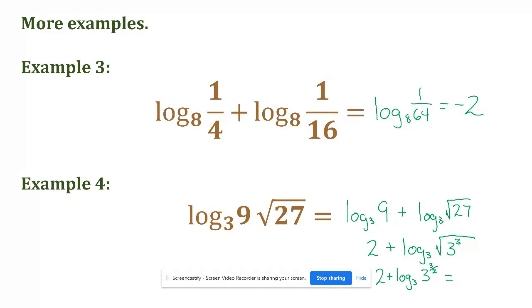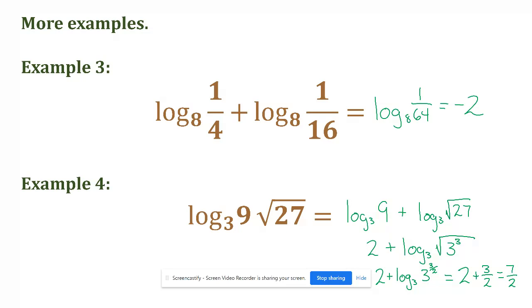Finally, one thing we learned about logs is when the base and the number here match. So we have log base 3 of 3 to the 3/2 power. Our answer is just the exponent, because the idea is 3 to what power equals 3 to the 3/2 power. And it would just be 3/2. So this would break all the way down to 2 plus 3 halves. And if you add those together, you will get 7 halves, or 3.5.